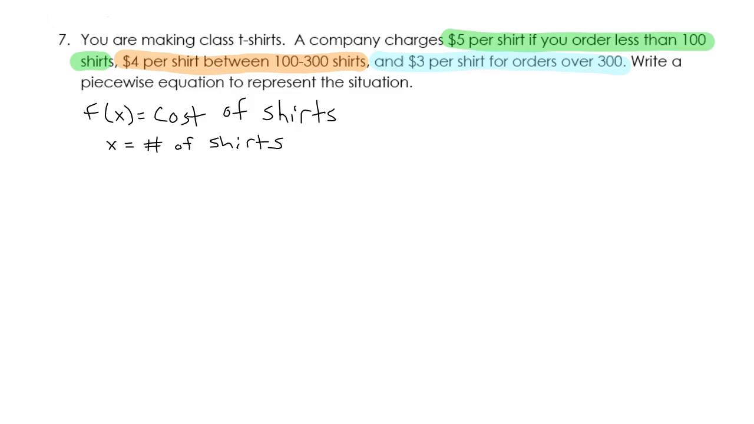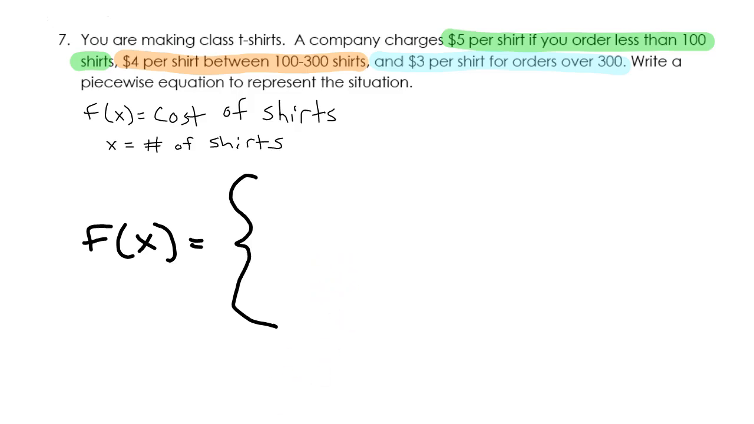So we are going to let f of x here represent the cost of the shirts. So how much is the shirt going to cost, where x is the number of shirts that are ordered. So start your piecewise function with f of x, and then equals, and then you're going to put a brace. Now this brace needs to be big enough so that I can have 1, 2, 3 different parts, because there's 3 different costs per different numbers of shirts.